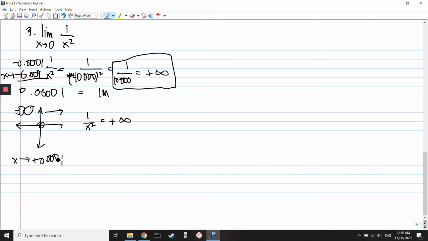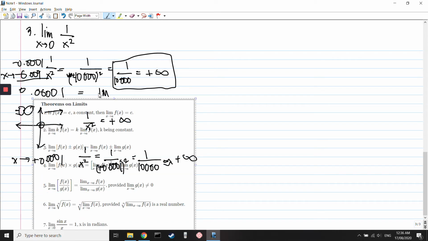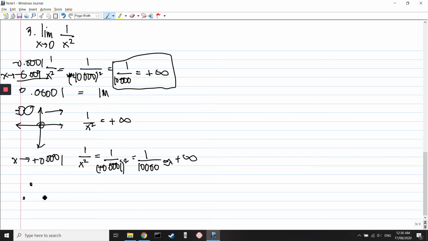So if x comes from the right of 0, then its answer is the same value as this one because it has a square, approximately positive infinity. Hence, the limit of 1 over x squared as x approaches 0 is equal to positive infinity.